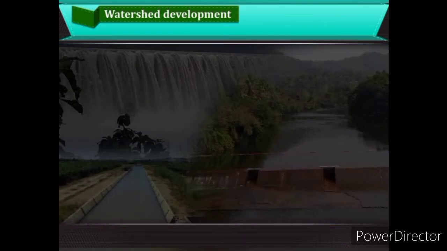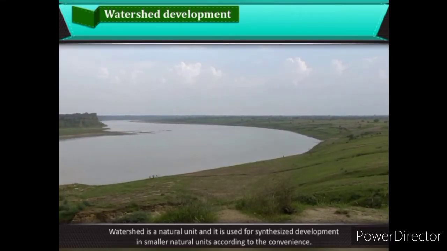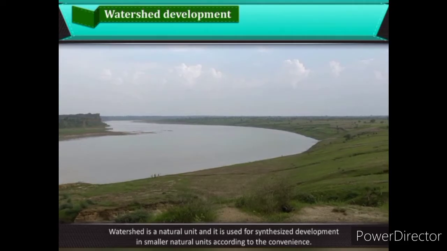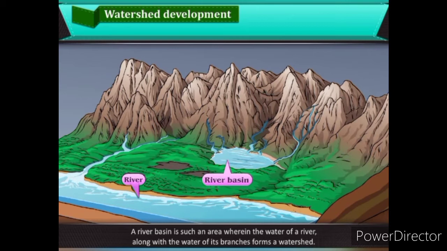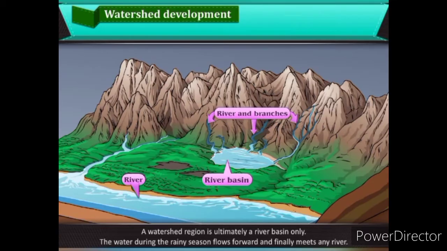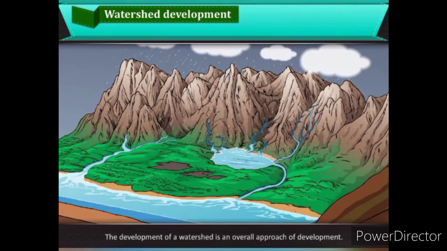Watershed development. Watershed is a natural unit and it is used for synthesized development in smaller natural units according to the convenience. A river basin is such an area wherein the water of a river along with the water of its branches forms a watershed. A watershed region is ultimately a river basin only. The water during the rainy season flows forward and finally meets any river. The development of a watershed is an overall approach of development.